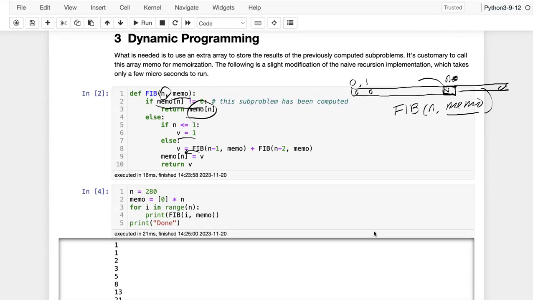Otherwise, we compute this subproblem, store the value to v, and then assign that v to memo of n. So essentially it ends up like this. Let's say I compute this, and then I look at its previous 2, and they are 0 because, to begin with, they are all zeros. So we look at its previous 2 again, and it ends up 0 until I end up here.